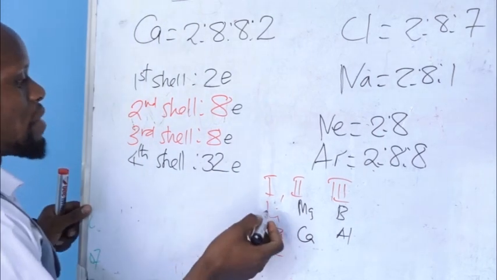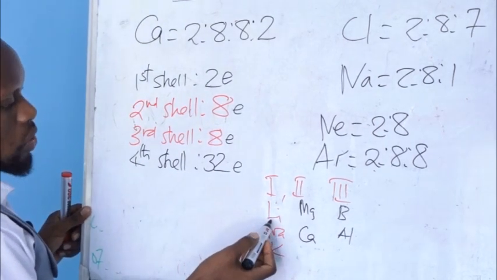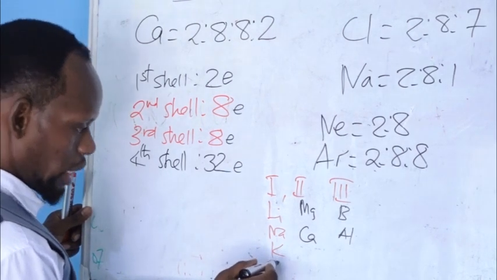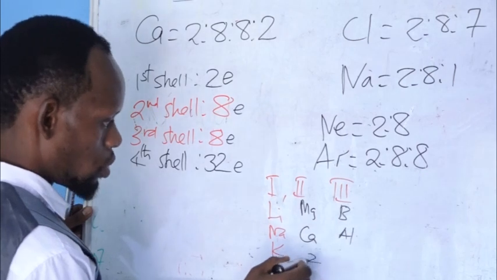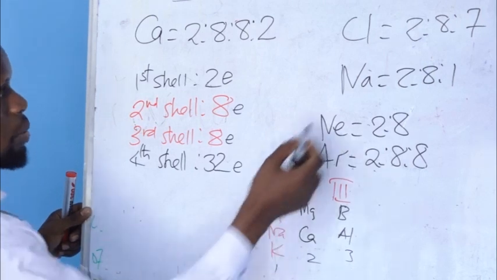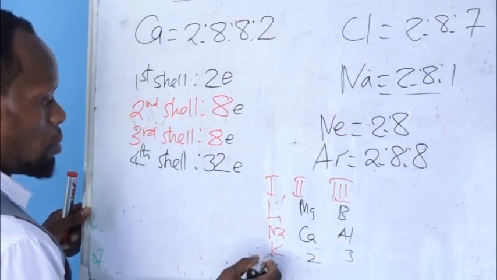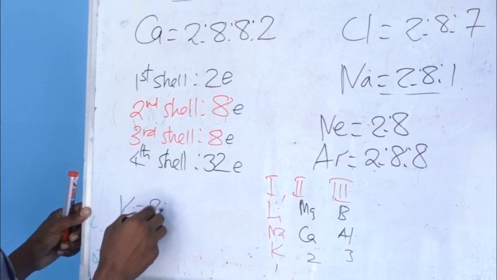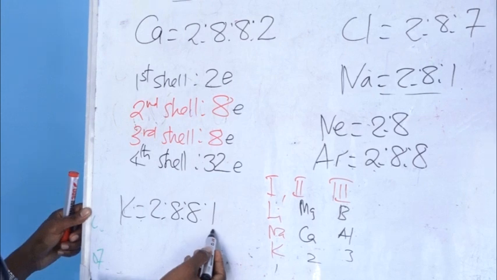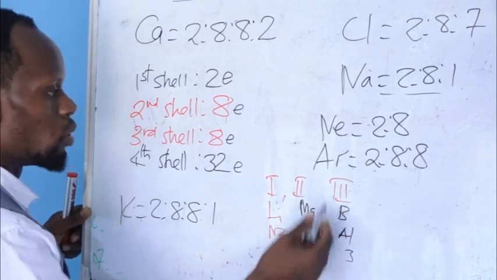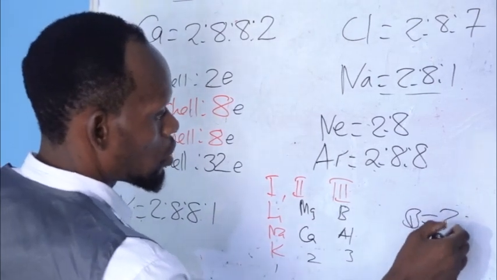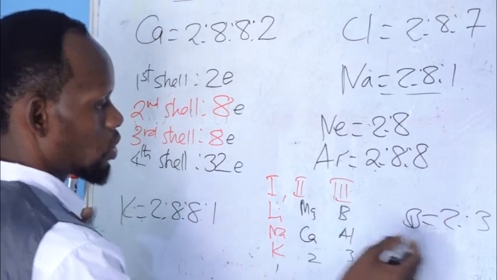Look, the outermost shell electron of sodium and potassium is 1. In group 2 the outermost shell electron is 2. In group 3 the outermost shell electron is 3. Let me show you. Sodium we have already shown. Maybe potassium: 2,8,8,1. You see, it is ending with 1. Group 2 ends with 2. Group 3 ends with 3. Let's say boron. Boron is 2,3, because it has 5 electrons, so it is ending with 3.